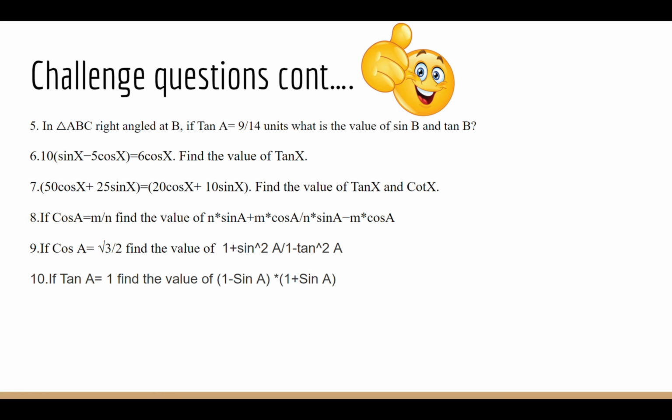Question number 9. If cos A is equal to under root 3 by 2, find the value of 1 plus sine squared A by 1 minus tan squared A. So in this, I need the value of A. If you remember the values of the trigonometric ratios for specific angles, where in the table does under root 3 by 2 come?